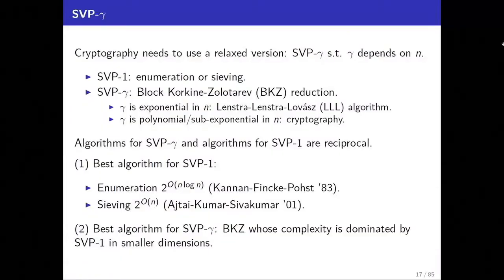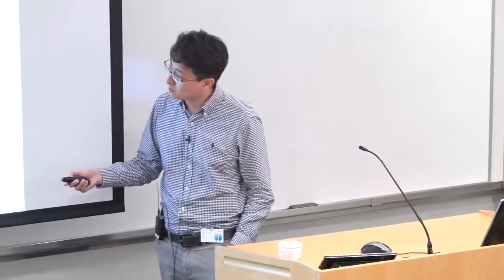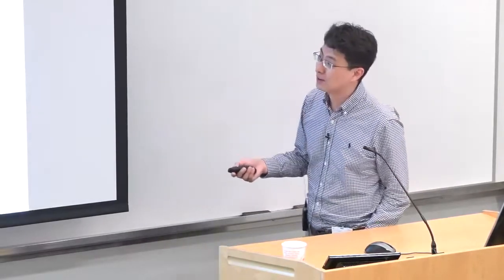there are a variety of algorithms, ranging from the LLL algorithm to the so-called BKZ algorithm. Just a quick summary: the best algorithms for solving the exact SVP problem are enumeration and sieving. The enumeration algorithm runs in super-exponential time, 2 to the n log n, more than single exponential, whereas the sieving algorithm runs in single exponential running time.